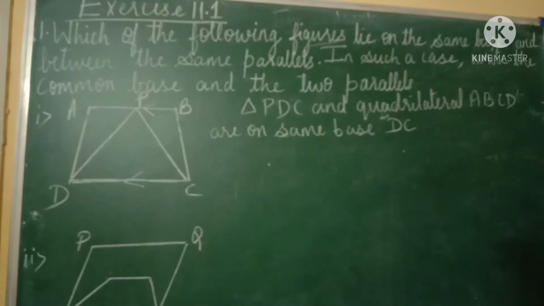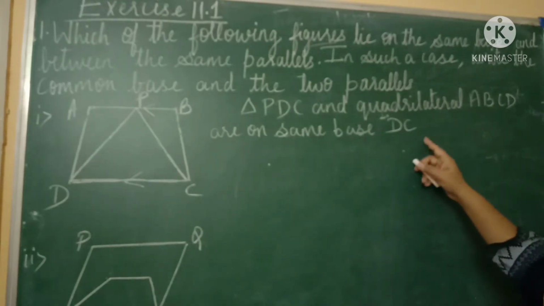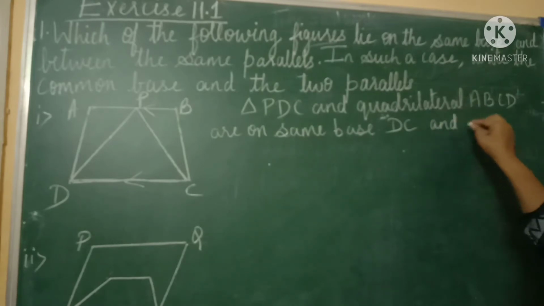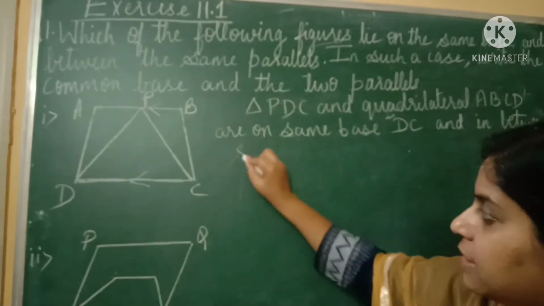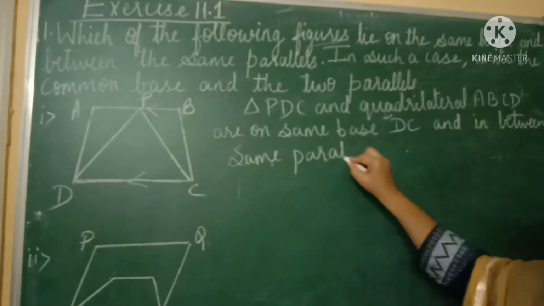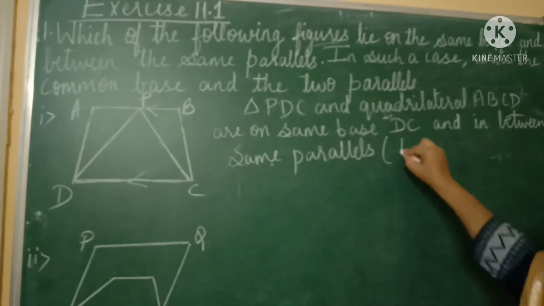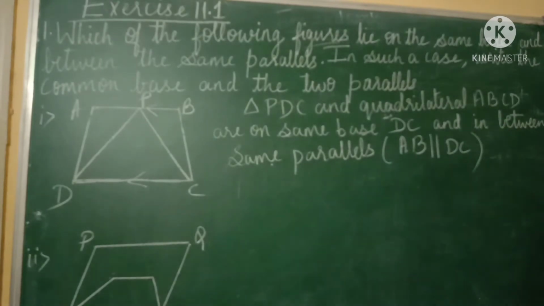Okay, so write: are on the same base DC and in between same parallels. Same parallels means AB is parallel to DC here. Okay, so now going to the second picture here.